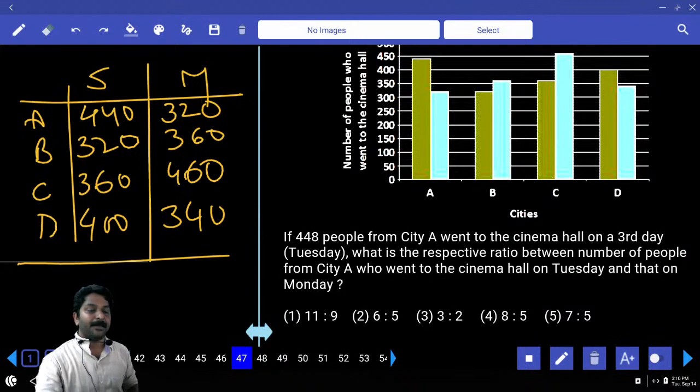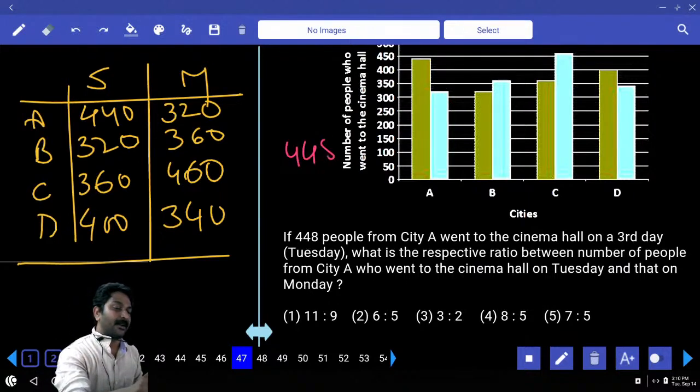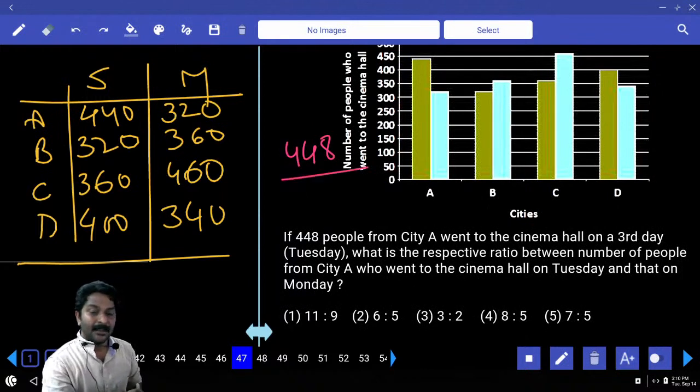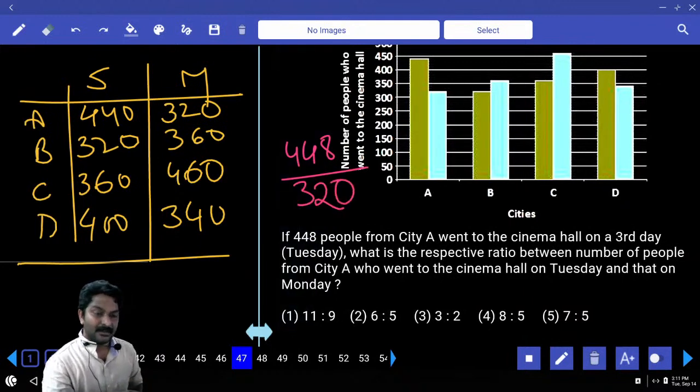If 448 people from city A went to cinema hall on third day, that is Tuesday, what is the respective ratio between number of people from city A who went to cinema hall on Tuesday and Monday? Tuesday it is already mentioned 448 and city A Monday, that is 300 and... Monday, city A Monday 320. Is this clear?